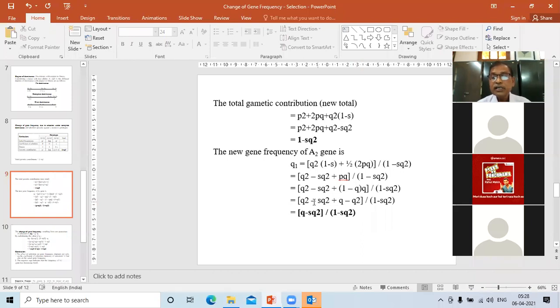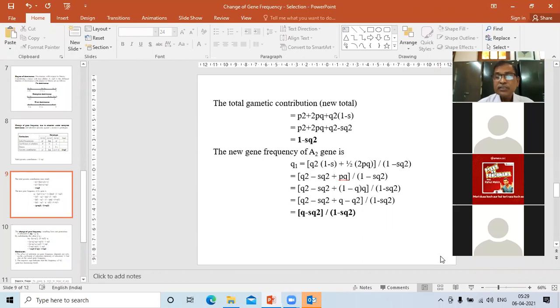So we have Q square and Q square, plus and minus, which will be deleted. So what remains is Q minus SQ square. So the numerator is Q minus SQ square. You can keep it as it is, minus SQ square, or Q plus minus SQ square, no problem, divided by the new total, that is 1 minus SQ square. So this is the new gene frequency of A2 after selection.